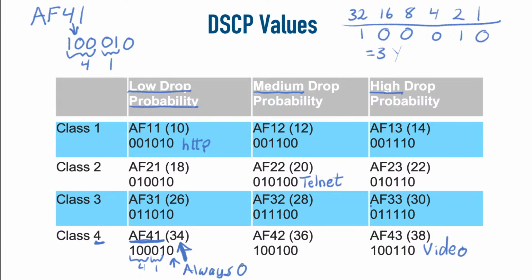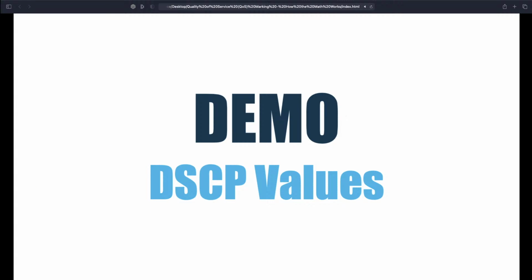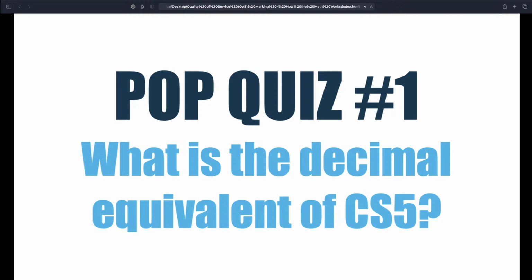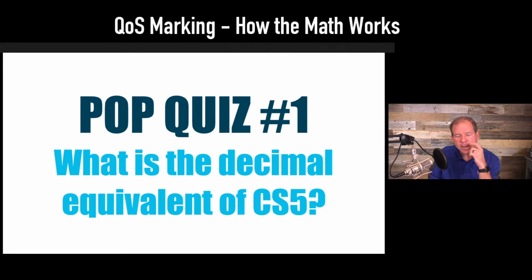Now, I want to challenge you because I realize this is not super intuitive when you first look at it. So I want to challenge you with a couple of examples here. Here's your first pop quiz. I'll come back on screen for you. I want you to tell me in the chat, please don't look at anyone else's answers, what is the decimal equivalent of CS5. By the way, Cisco IOS switches and routers will accept either the name that you can type in, CS5, or you can type in the decimal equivalent. I'm asking you now, what is that decimal equivalent? Go ahead and chat that in if you would.